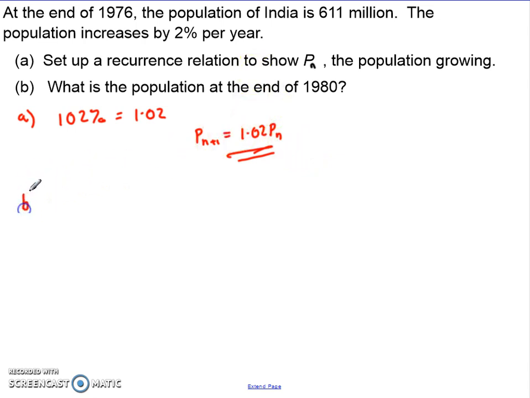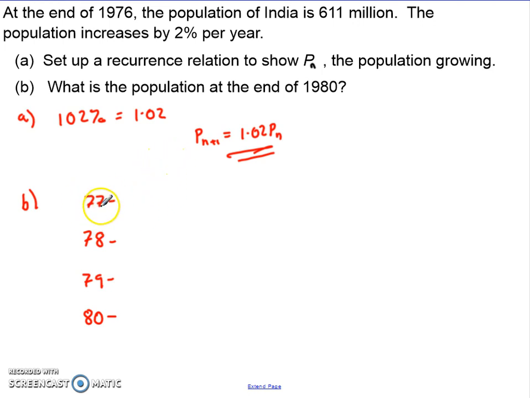What we then have to do is it wants to calculate 1980. Now, we're not going to jump in one go. What we have to do is work up to it. So we start by calculating the next year, which is 77. We then calculate the next year, which is 78. Then 79. And then we get to the one we want. We get to 1980. So it's going to be a case of doing 1.02 times the previous year.